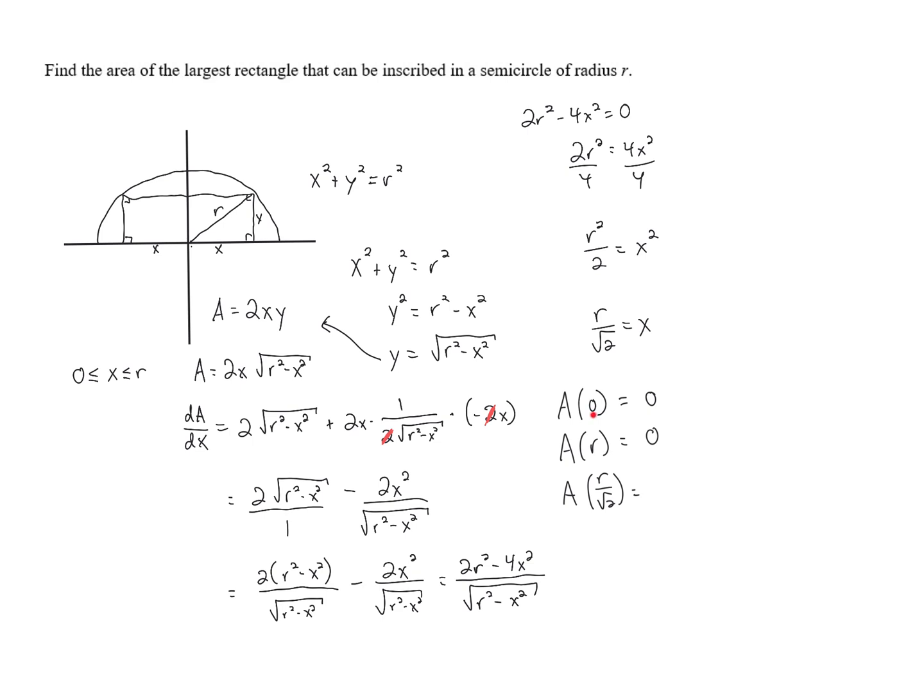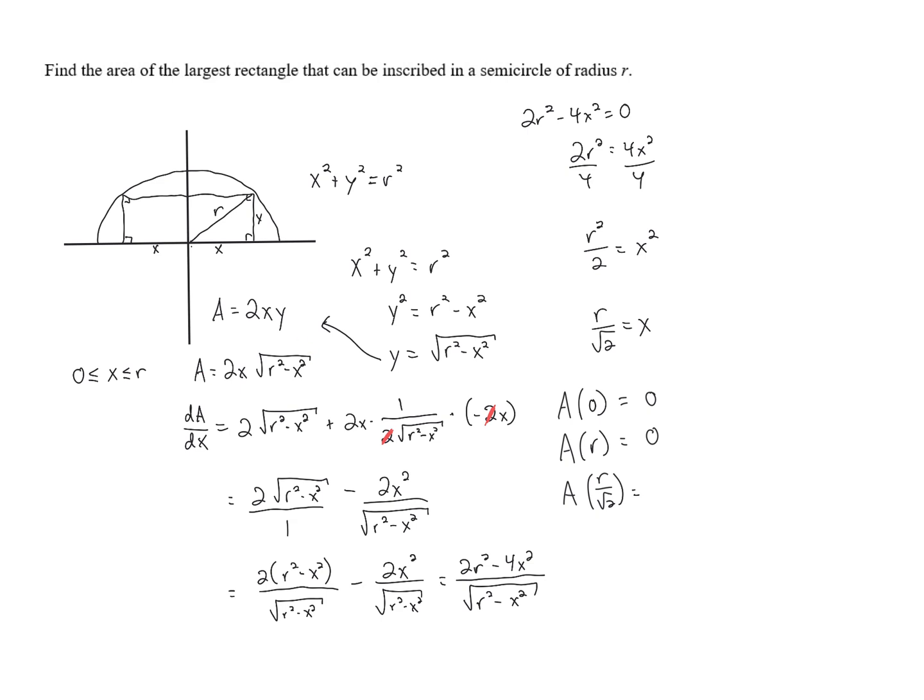Because if x is equal to 0, then there's going to be no width to this rectangle, and the area is going to be 0. And then if x is equal to r, that means that the width of this is the whole width of the semicircle, and that means there can be no height, so the area is also 0. So this critical number is going to have to be the one that gives us the maximum area. And so if we plug this in, we can plug it in right here.